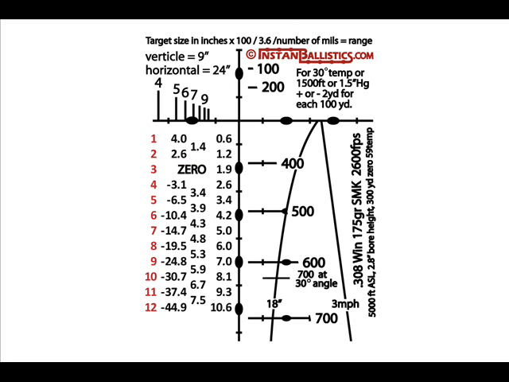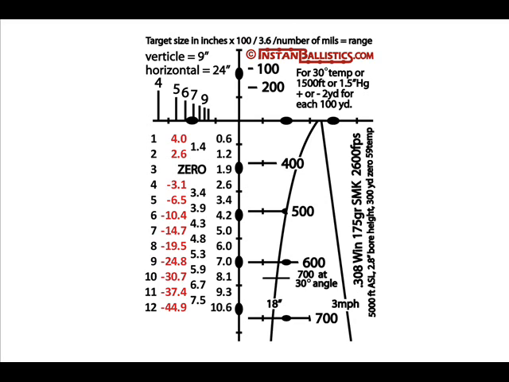Each of these numbers on the left column represents a distance in 100-yard increments. So 1 is 100 yards, 2 is 200 yards, 3 is 300 yards, and so on. You can see that this chart is set up for a 300-yard zero, all the way down to 12 for 1,200 yards. Then the second column shows you the clicks that you need to put onto your elevation knob to correct for each of those distances.